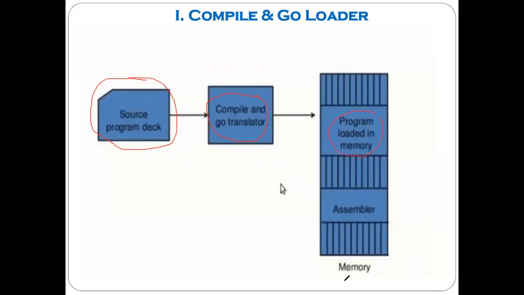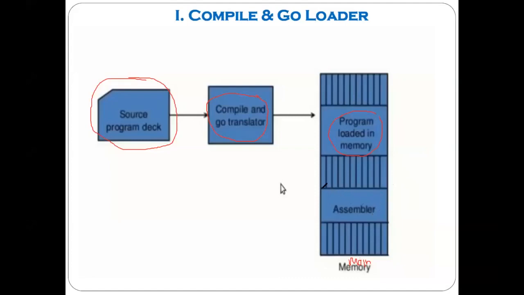Here you can see the main memory we have shown. Which components are you observing in the main memory here in this diagram? Assembler. So you can see the assembler is also there in the main memory.